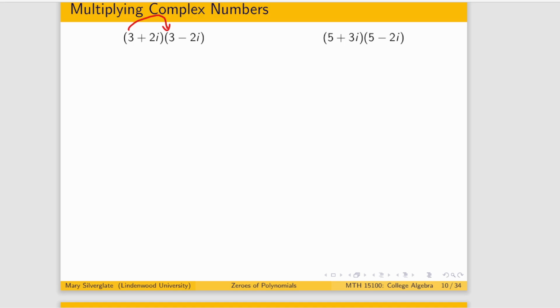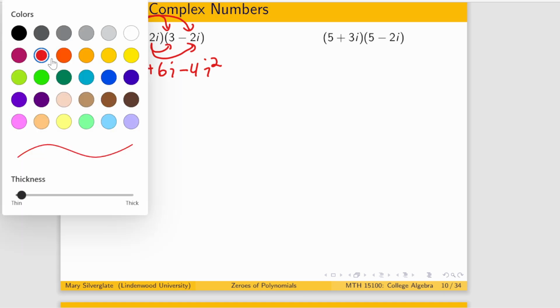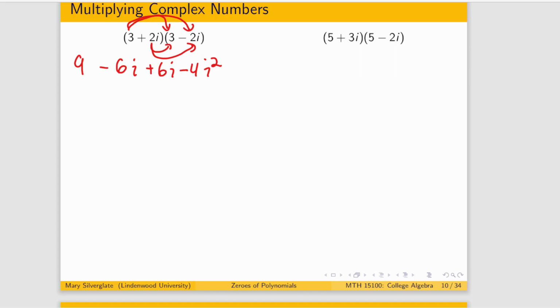So 3 times 3 gets us 9. 3 times -2i gets us -6i. Positive 2i times 3 gets us positive 6i. And positive 2i times -2i gets us -4i squared. Now let's start to simplify this a little bit further. What are some like terms I can combine? Well, -6i plus 6i makes 0, so I'm really just left with 9 minus 4i squared.